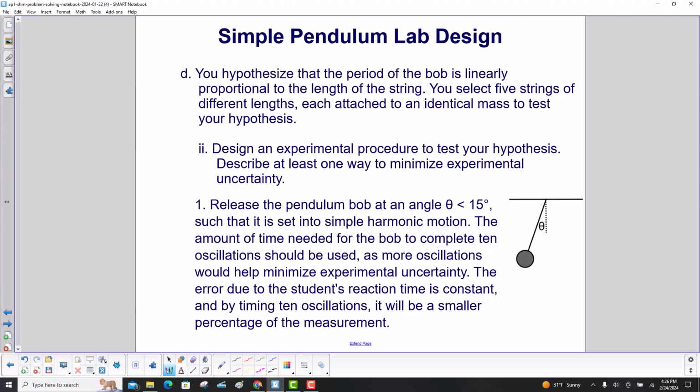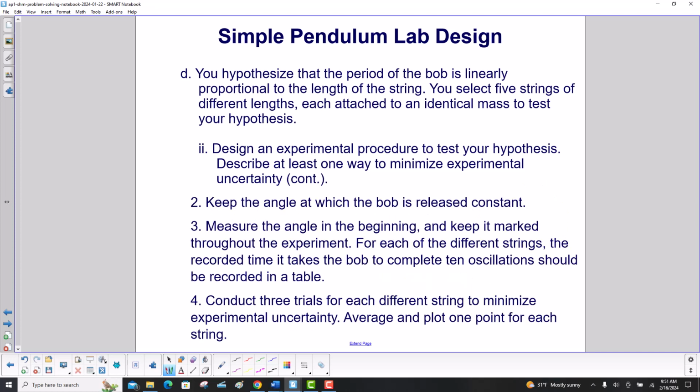Step 1. Release the pendulum bob at an angle of theta less than 15 degrees, such that it is set into simple harmonic motion. The amount of time needed for the bob to complete 10 oscillations should be used, as more oscillations would help minimize experimental uncertainty. The error due to the student's reaction time is constant, and by timing 10 oscillations, it will be a smaller percentage of the measurement.